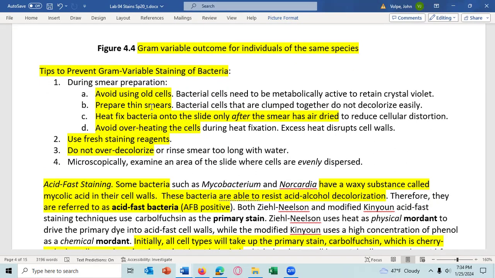If there are multiple layers of cells on the slide, it's going to be very difficult getting the dye all the way through the cells to stain the cells on the bottom. And then conversely, the bottom cells may not pick up the stain. They certainly may be lighter than the cells higher up in the smear.